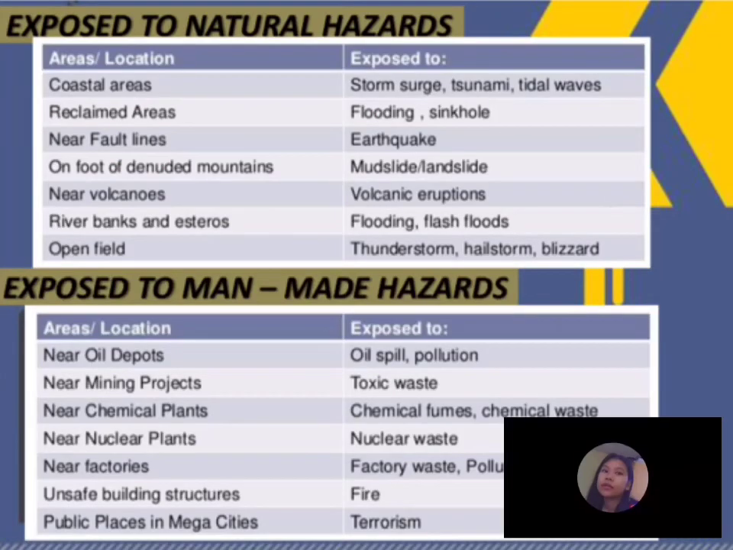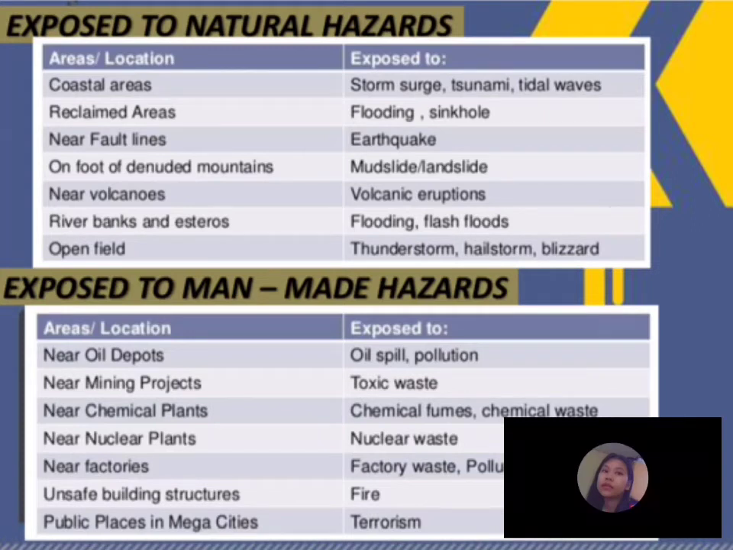So in this slide, we can see a table of areas and locations that are exposed to natural and man-made hazards. Examples are coastal areas are exposed to storm surge, tsunami, and tidal waves. Another is the near oil depots are exposed to oil spill and pollution.